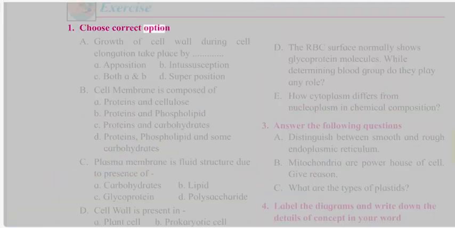Exercise. 1. Choose correct option. A. Growth of cell wall during cell elongation takes place by: A. Apposition, B. Intussusception, C. Both A and B, D. Desuperposition. B. Cell membrane is composed of: A. proteins and cellulose, B. proteins and phospholipid, C. proteins and carbohydrates, D. proteins, phospholipid and some carbohydrates.